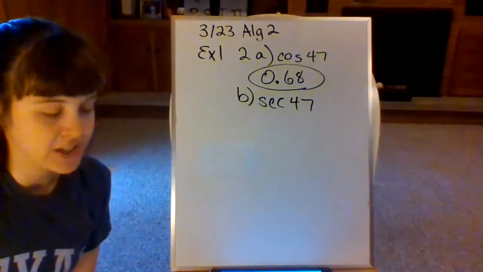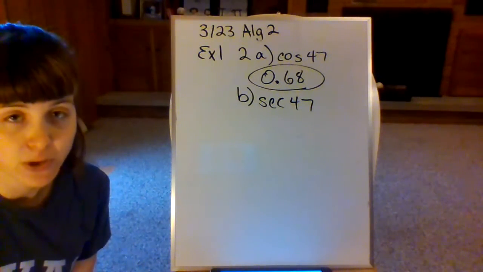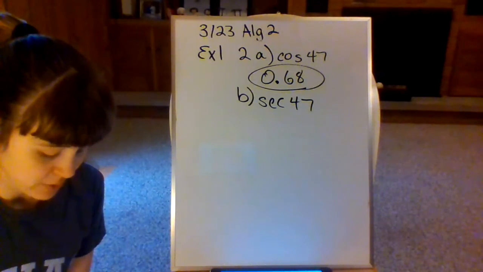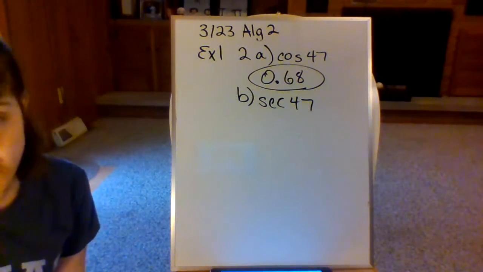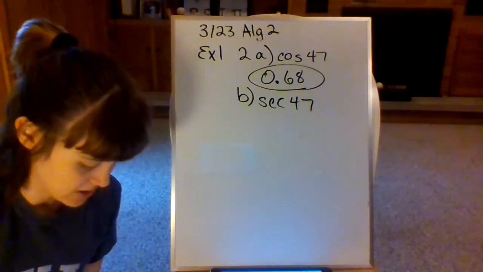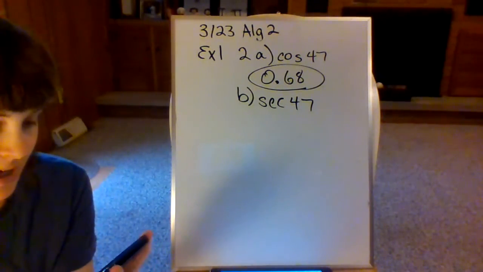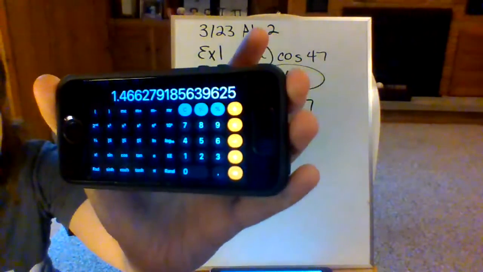Alright, so next up we're going to do secant of 47, because like I mentioned, secant is the reciprocal of cosine. So we're going to do 47, then you're going to press cosine, then you're going to press the 1 over x button. Okay, and if you round that to the nearest hundredth, it would be 1.47.